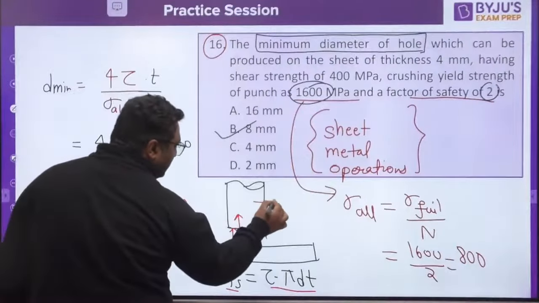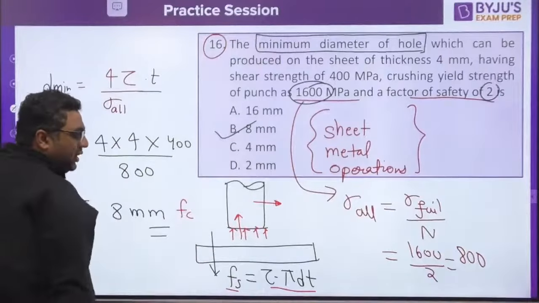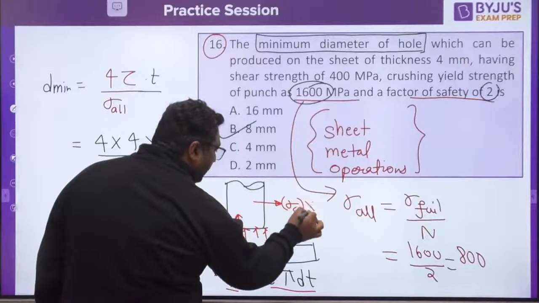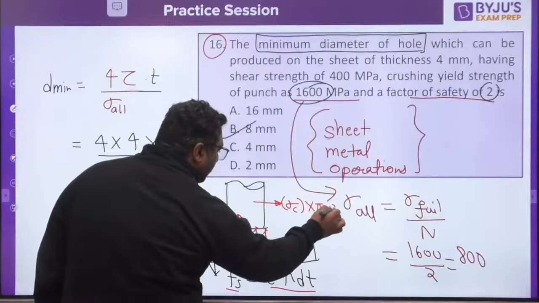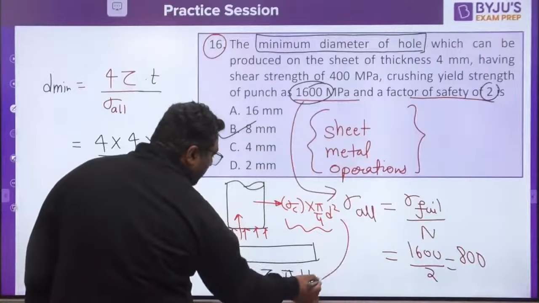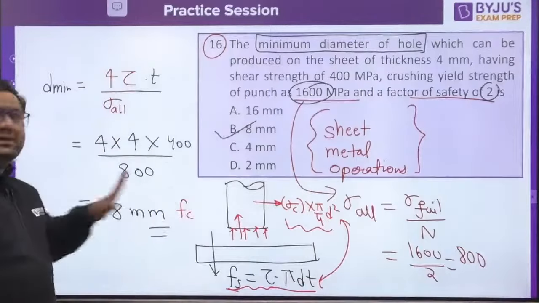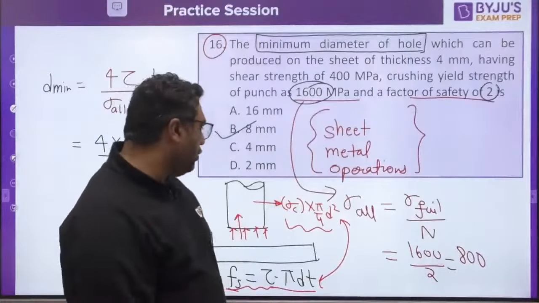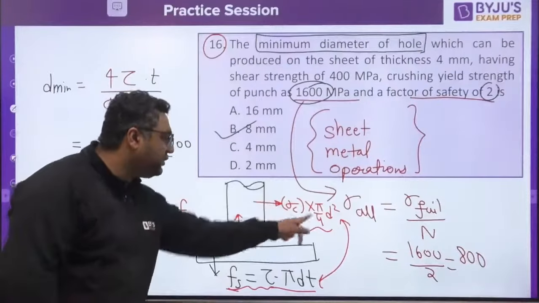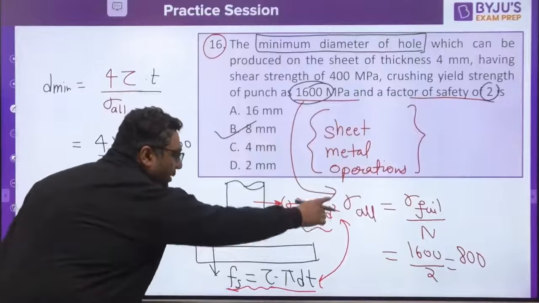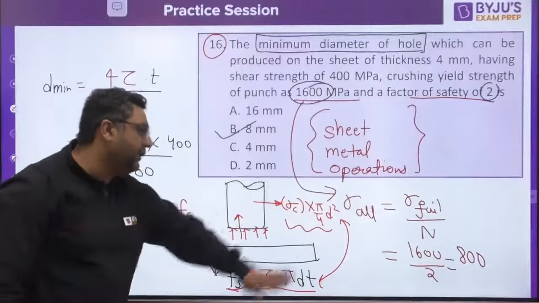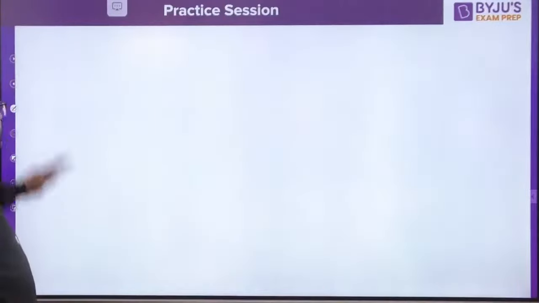And my dear, this punch will give resistance in terms of sigma compressive strength into pi by 4 d square. So when you equate these two values, you get the minimum diameter of hole which you can produce. Got it or not? So you need to equate these two things. This is trying to fail the punch and this is trying to save the punch. This is the strength of the punch. This is the force coming on the punch. When you equate them, you get the diameter. That is the minimum diameter.